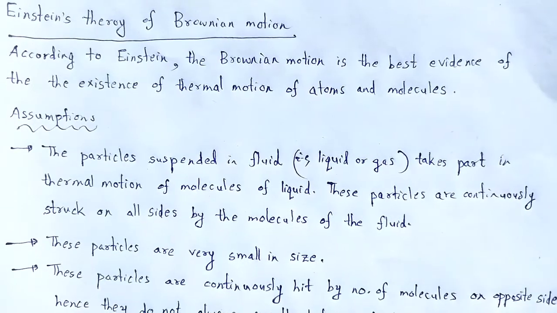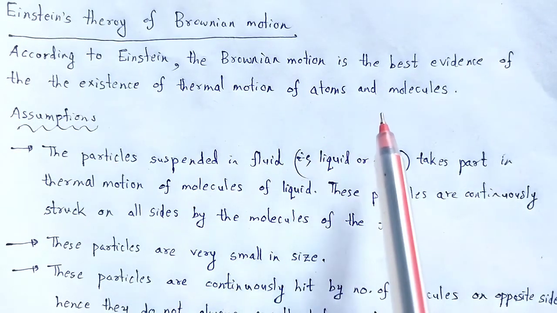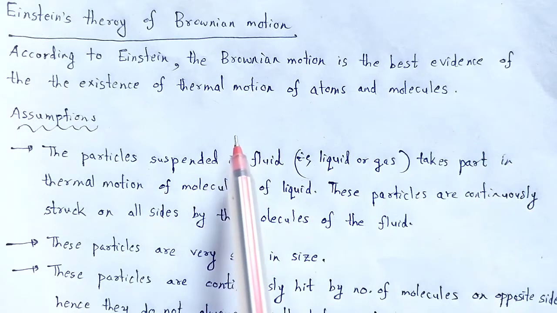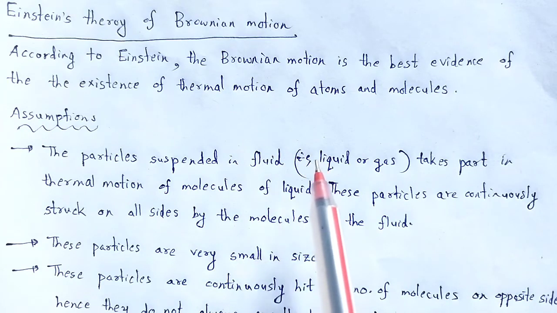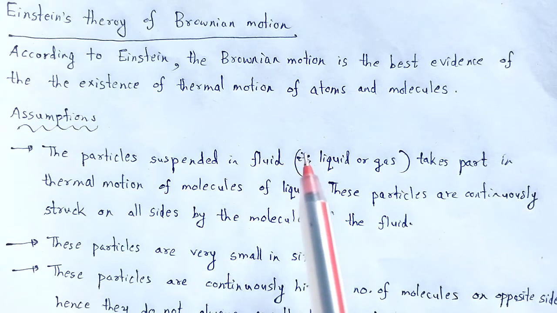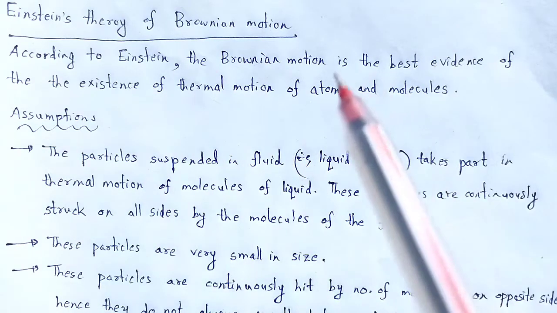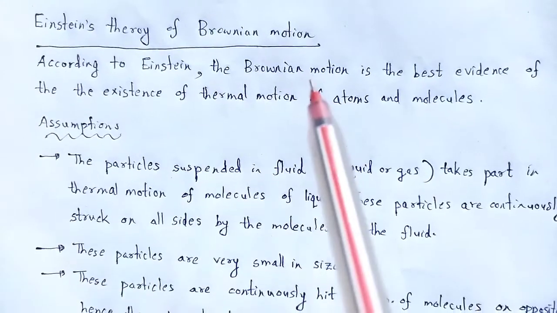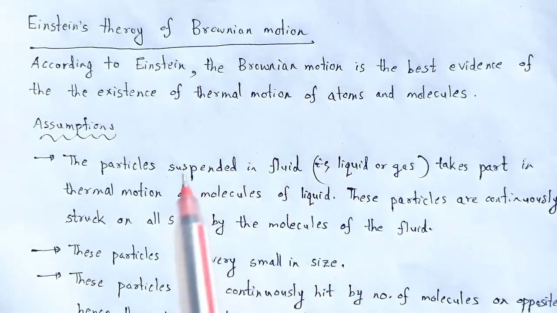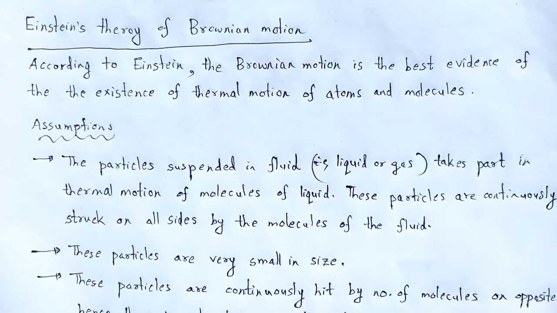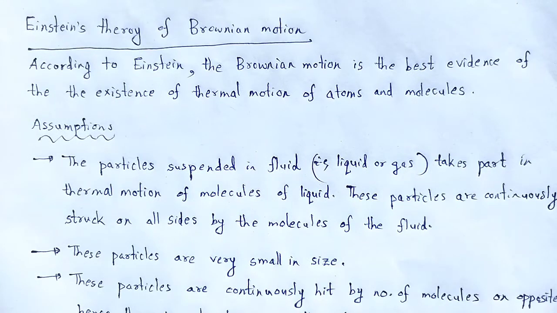According to Einstein, Brownian motion is the best evidence of the existence of thermal motion of atoms and molecules. Is there thermal motion of atoms and molecules? That can be answered using Einstein's theory of Brownian motion. There are some assumptions he took in consideration to derive the mathematical equations, or mathematical proof, of Brownian motion.